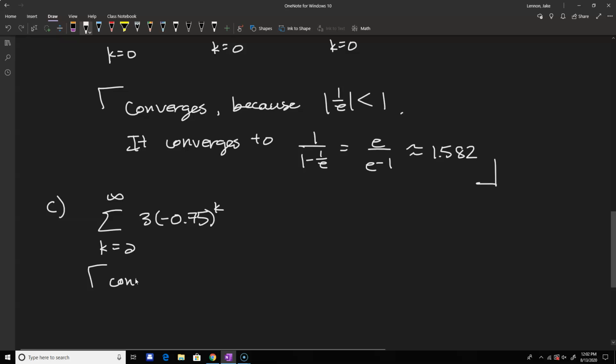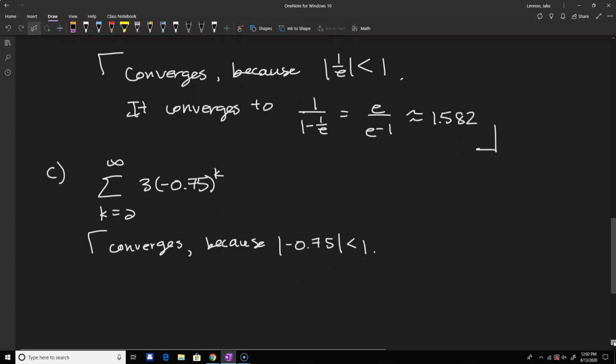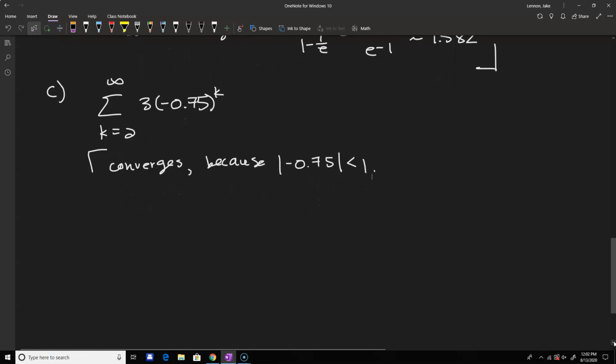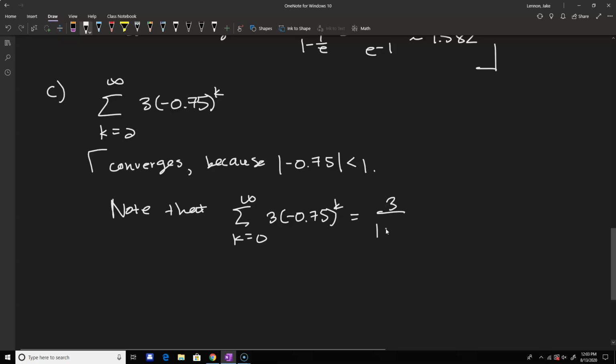So it converges, again, because the absolute value of negative 0.75 is less than 1. So we know for a fact it converges. Now we want to figure out what it converges to. Well, we know what the entire series would converge to. Note that if you looked at the series going from k equals 0 to infinity of 3 times negative 0.75 to the k, this would converge to 3 over 1 minus negative 0.75.